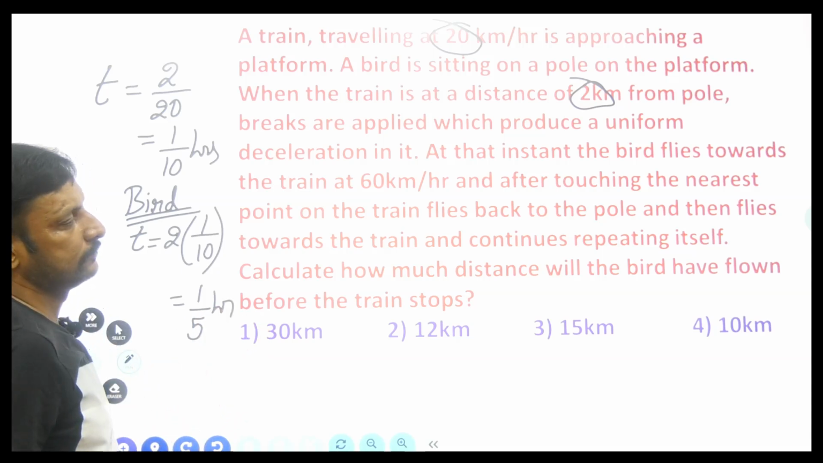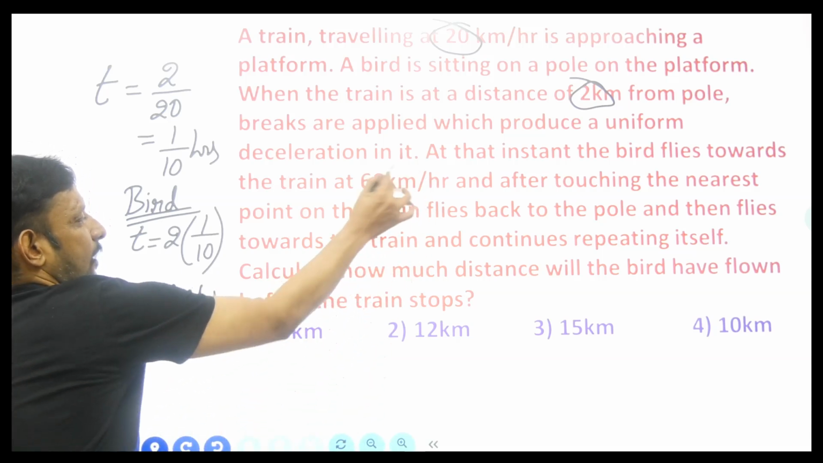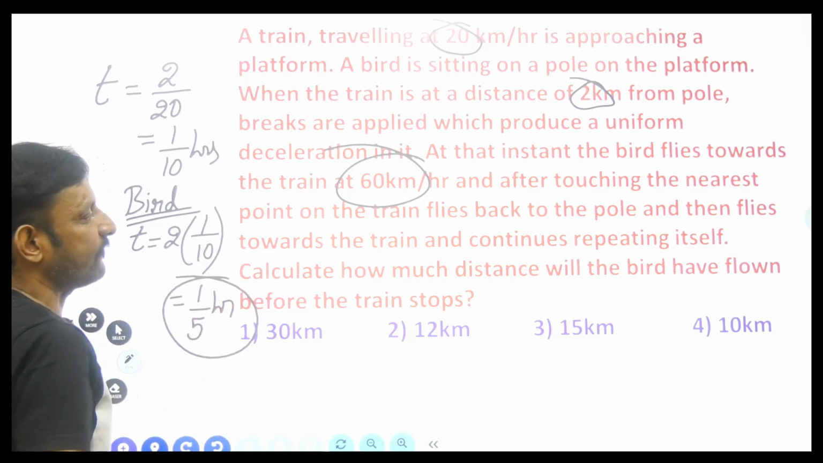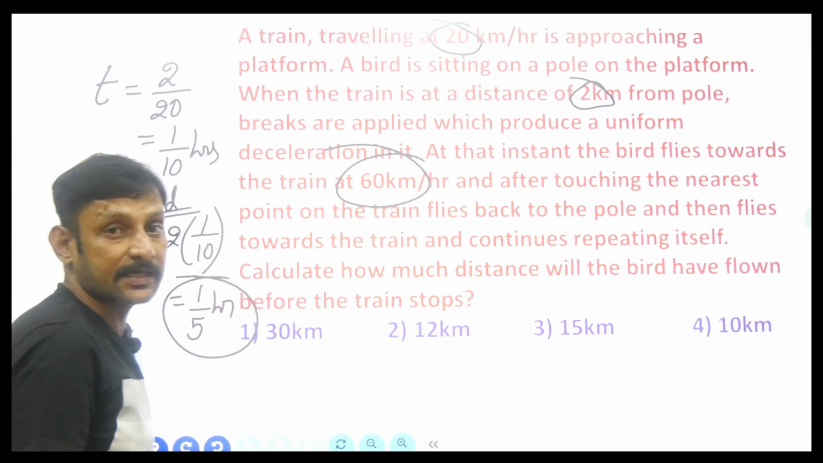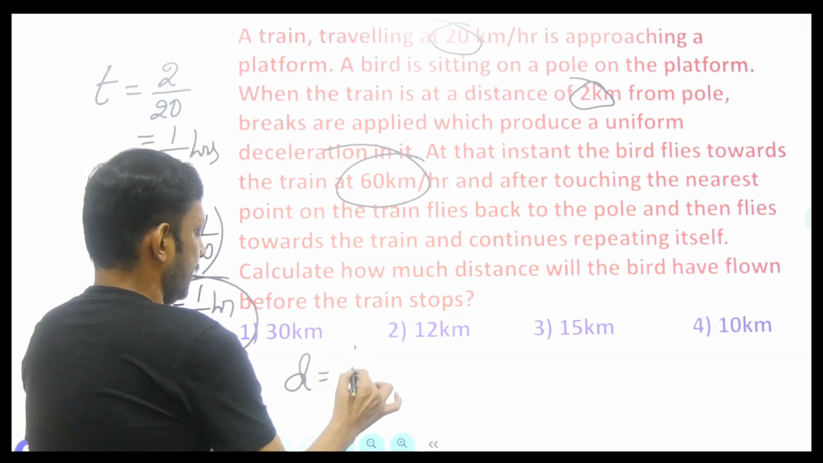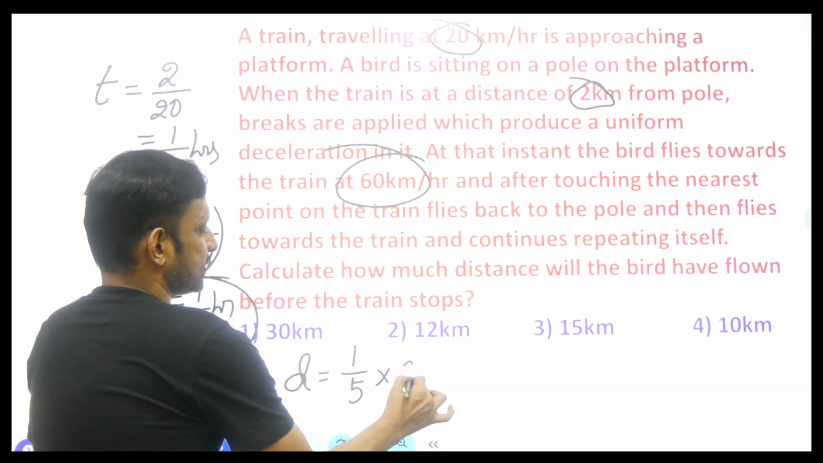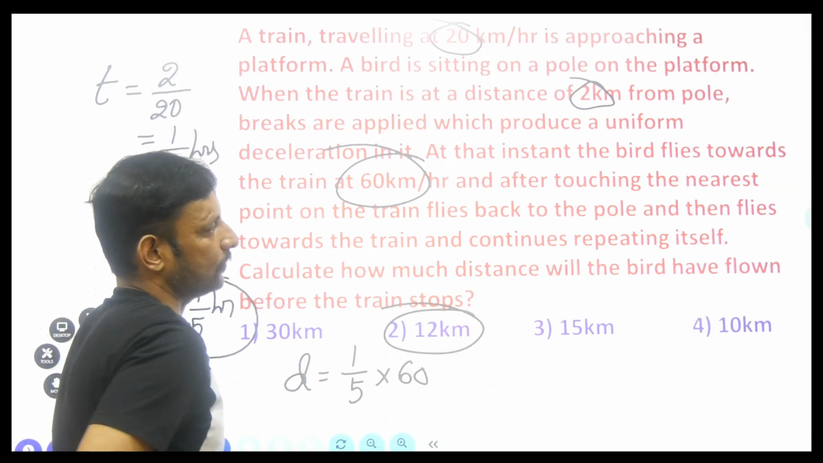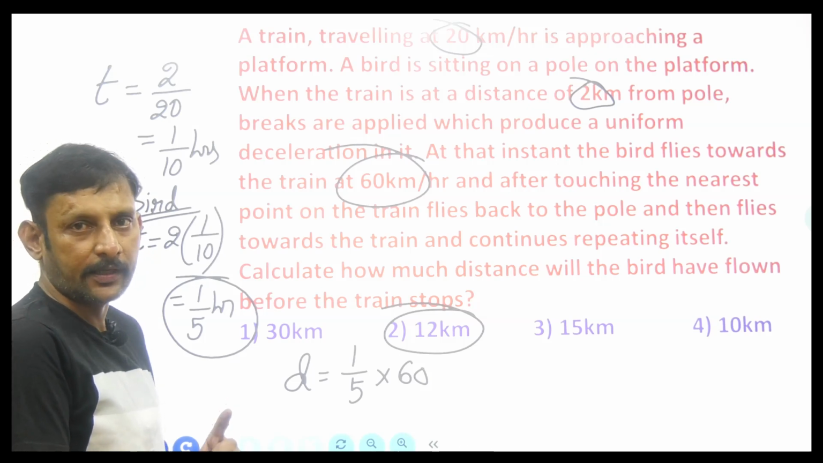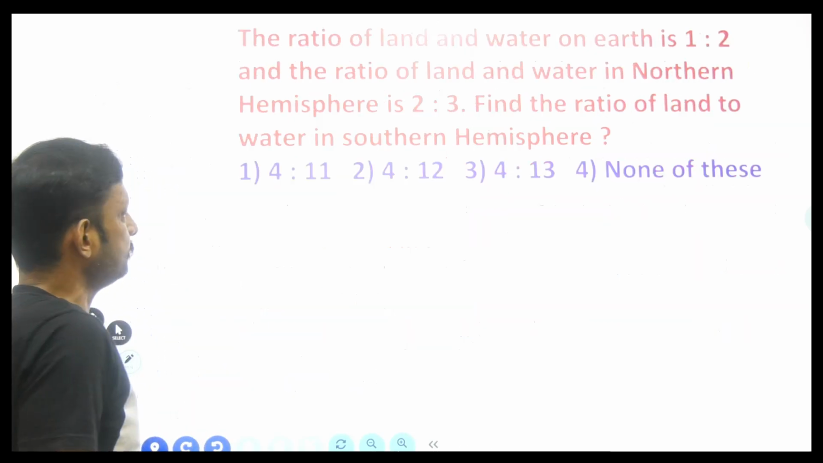Finished. What is the speed of the bird? 60. What is the time period? 1 by 5. What is the distance? Time into speed. So the distance covered by the bird is 1 by 5 into 60. That gives you 12 kilometers as the required answer. Are you following? Now coming to the next question.